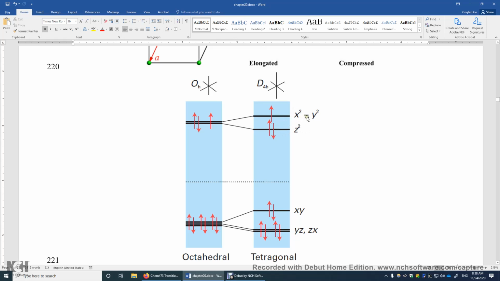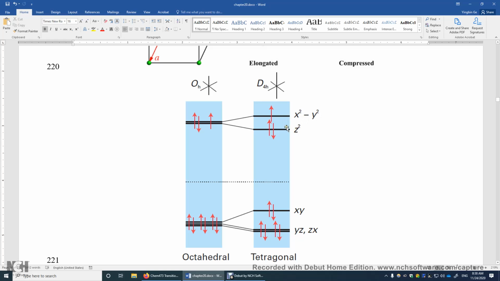So how about x squared minus y squared? Well, x squared minus y squared is not pointing toward these 2 negative charges. All right? So now let's look at this octahedral. Let's view this as the barycenter. All right? So we can draw a dashed line here if you want to. Let's view this as the barycenter between this dz squared and dx squared minus y squared.